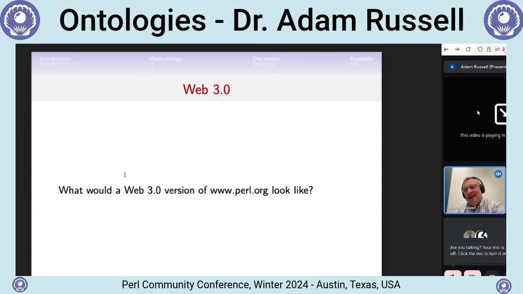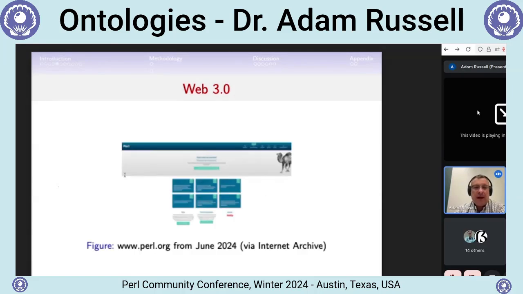Okay. So what would a Web 3.0 version of Perl.org look like? I had this slide from the talk I gave in June, and I threw it out there as a way of maybe getting people to think about how you would represent information. But really, this is signaling the direction that I want to take this work further. But let's talk about that a little bit, right?